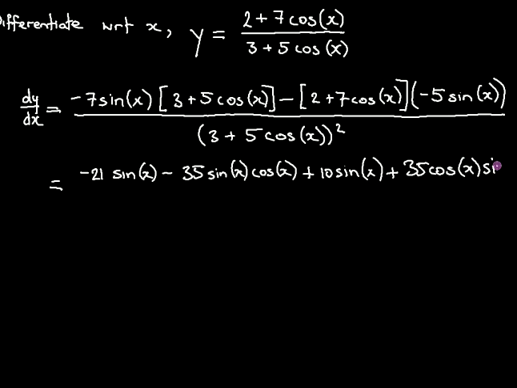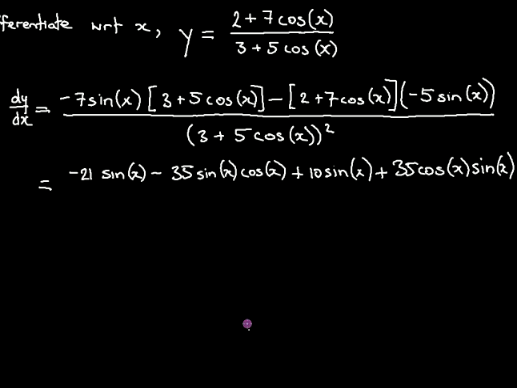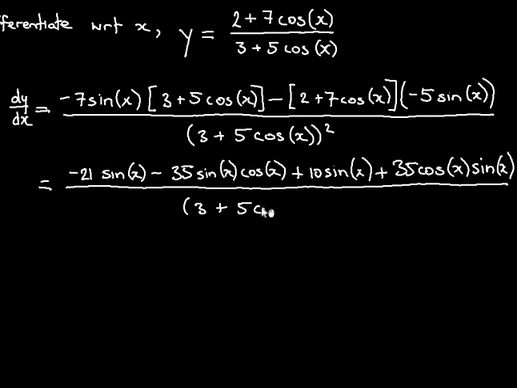Can you see that? There we go. And this is all still divided by (3 + 5 cos x) all squared.